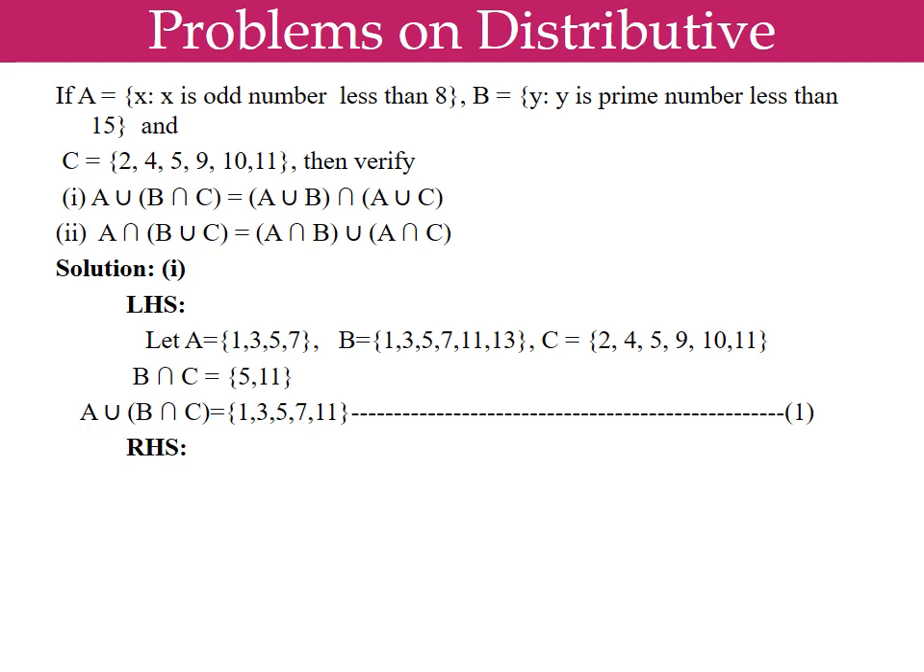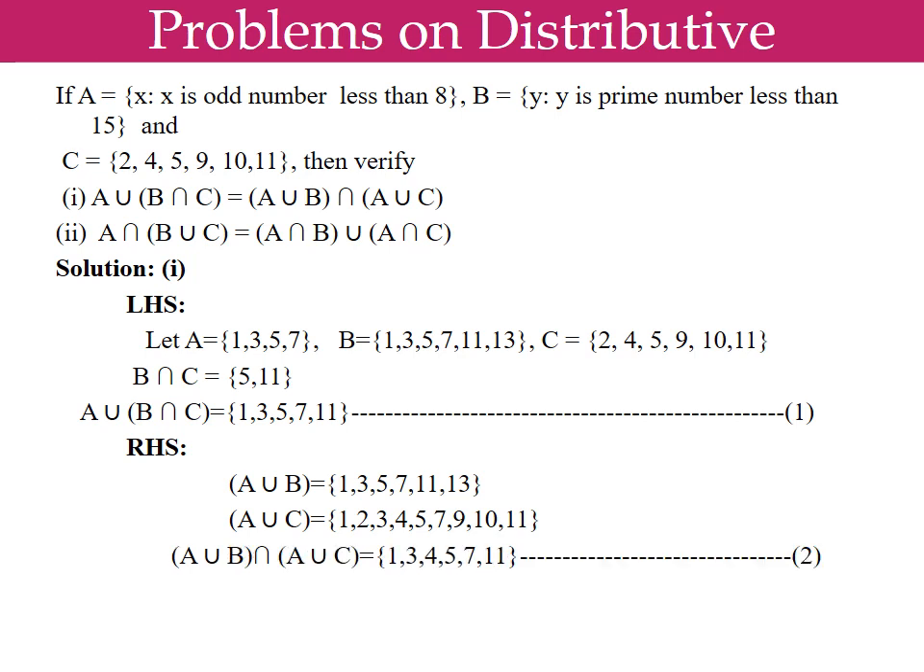Now take RHS. In RHS, we have A union B as well as A union C. First find out A union B. We get {1, 3, 5, 7, 11, 13} as our answer. What is A union C? We get this as our answer. And apply intersection between these two. So look at equation number 1 and 2. Are these both equal? Yeah. So the first distributive law is verified.